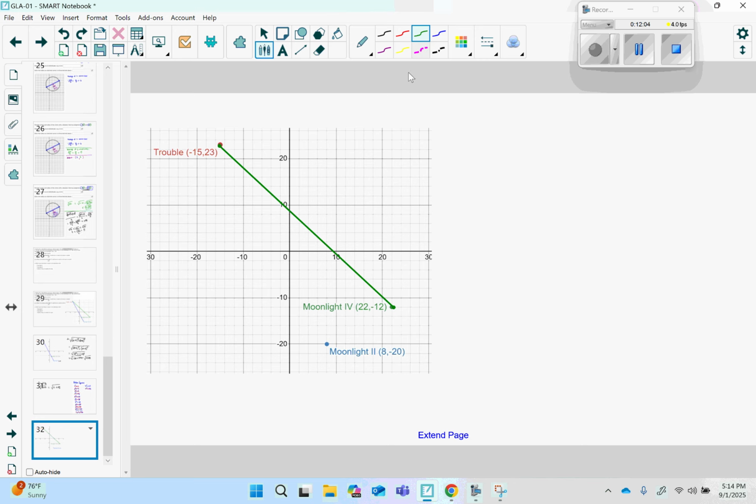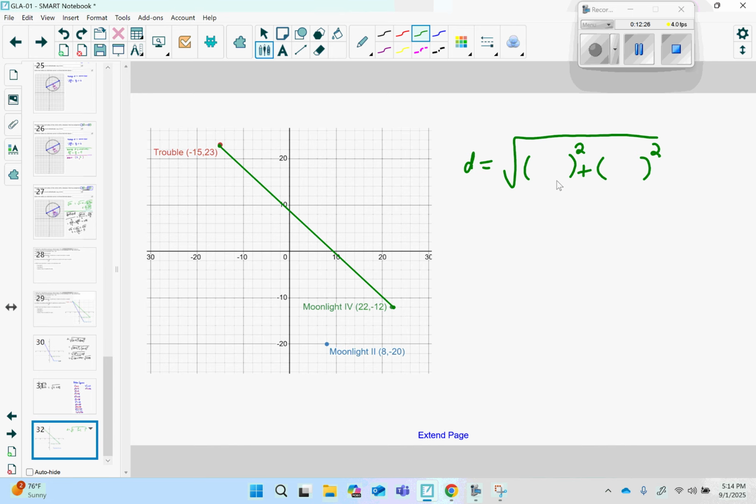and now find the other distance between the boat that's in trouble and Moonlight 4. So we're going to do the exact same approach. We're going to take the square root of the sum of the squares of the distances between the x's and the distances between the y's.